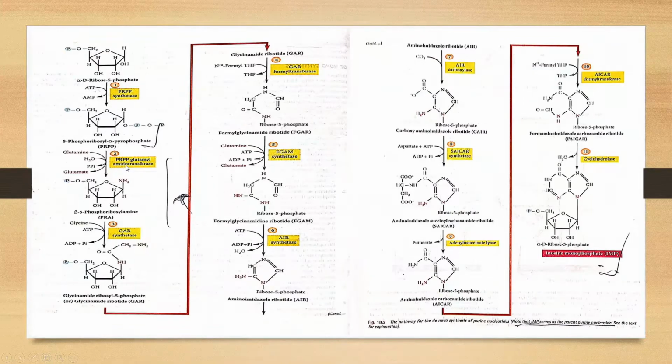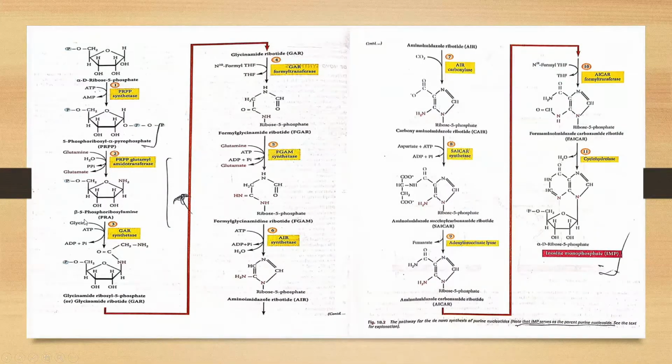The enzyme catalyzing the reaction is PRPP glutamyl amidotransferase, the regulatory enzyme, which is regulated by feedback inhibition. This PRPP glutamyl amidotransferase is the committed step in de novo purine biosynthesis. So these two steps are very important.